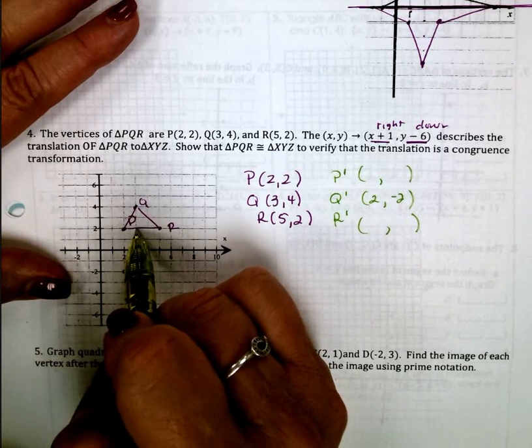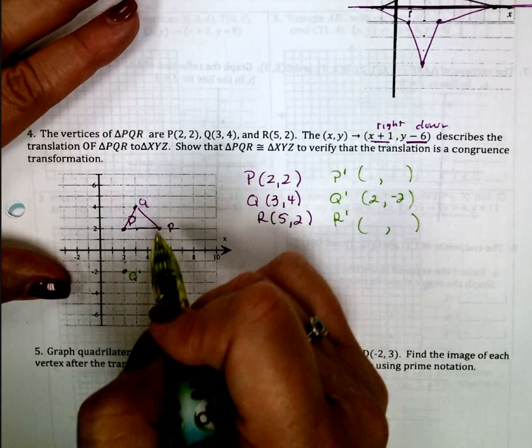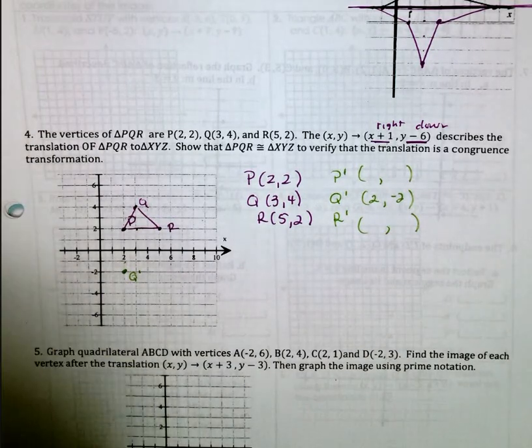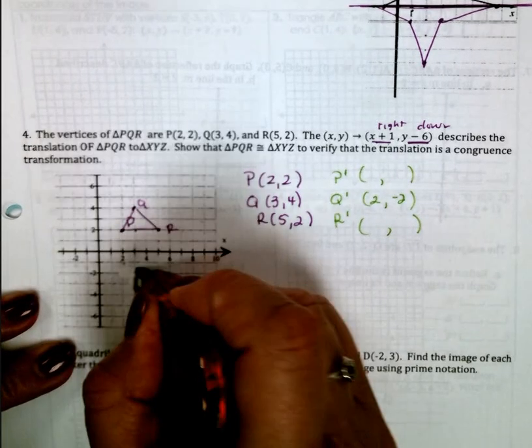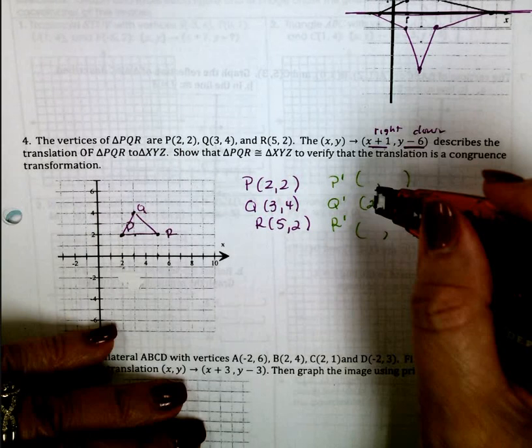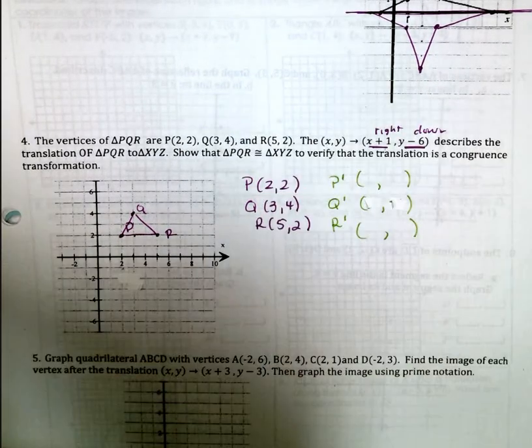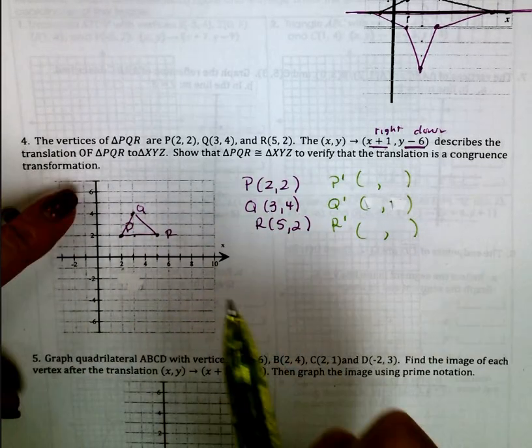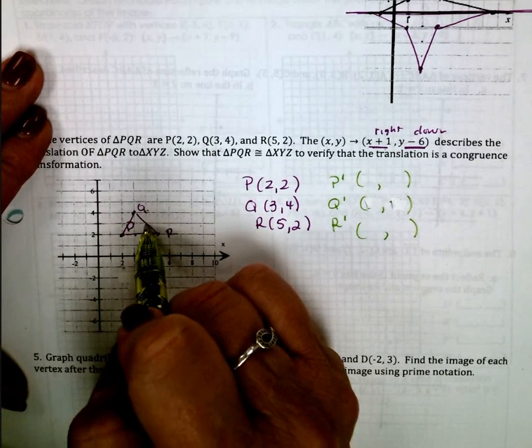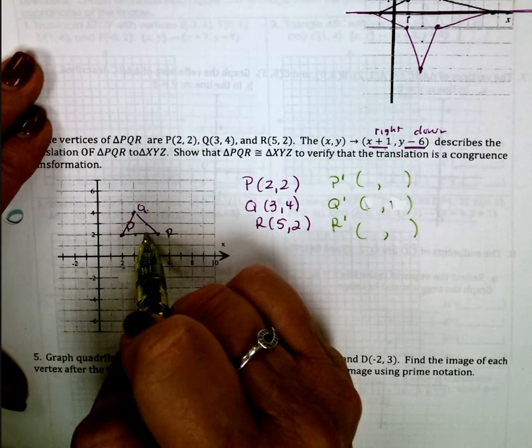Oh, I went left instead of right. Sorry, I went the wrong way on that first one. Nobody stopped me. Okay, guys, let's do that one over again. We went right 1 and down 1, 2, 3, 4, 5, 6.